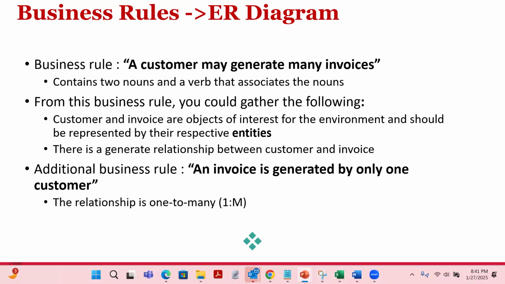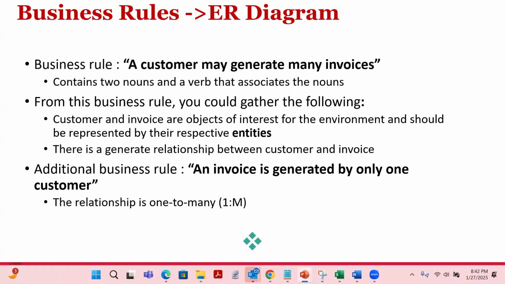So for this business rule, you gather the following. Customer and invoice are objects of interest, right? And they should be represented by entities in the diagram. And there is also a generate relationship between customer and invoice. There is an additional rule that states an invoice is generated by one and only one customer. This specific business rule tells us that there is a one-to-many relationship between customer and invoice. So this is how we analyze business rules for the entity relationship diagram creation.